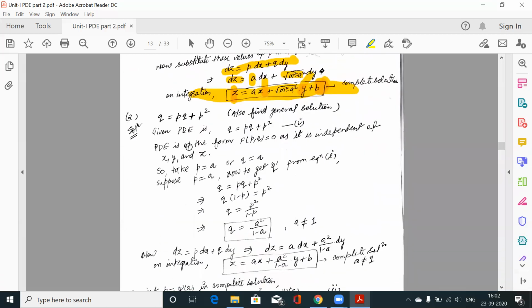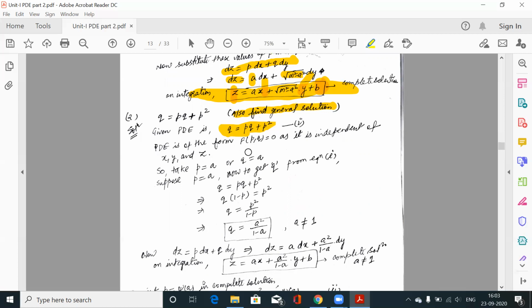Next question, again the question is q is equal to pq plus p square. So this is in standard form 1 because it has p, it has q, but it is free from x, y, z. Here one thing to notice is that we have to find the general solution also. So for general solution also we have to find out the complete solution, because it can be derived from the complete solution. So first find out the complete solution.